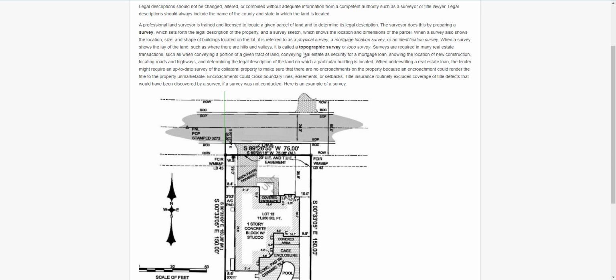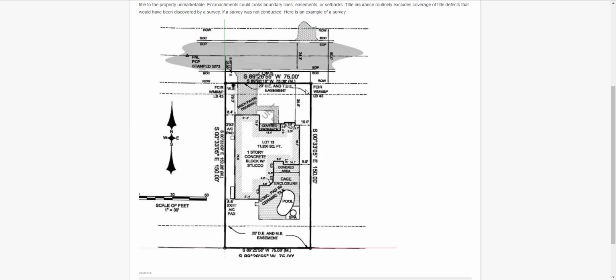Surveys are required in many real estate transactions, such as when conveying a portion of a given tract of land, conveying real estate as security for a mortgage loan, showing the location of new construction, locating roads and highways, and determining the legal description of the land on which a particular building is located. When underwriting a real estate loan, the lender might require an up-to-date survey of the collateral property to make sure there are no encroachments on the property, because an encroachment could render the title to the property unmarketable. Encroachments could affect boundary lines, easements, and setbacks. Title insurance routinely excludes coverage of title defects that would have been discovered by a survey, if a survey was not conducted.